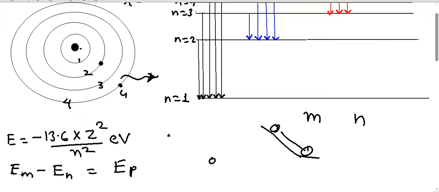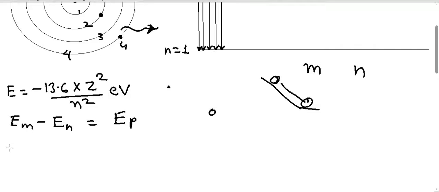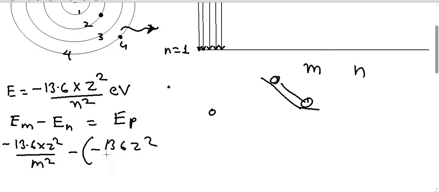So the energy of the photon will be equal to the difference, from the conservation of energy. Energy of the photon will be equal to the difference in energy, Em minus En. So what is Em? Em is minus 13.6 into z square by m square. What is En? En is minus 13.6 z square by n square.